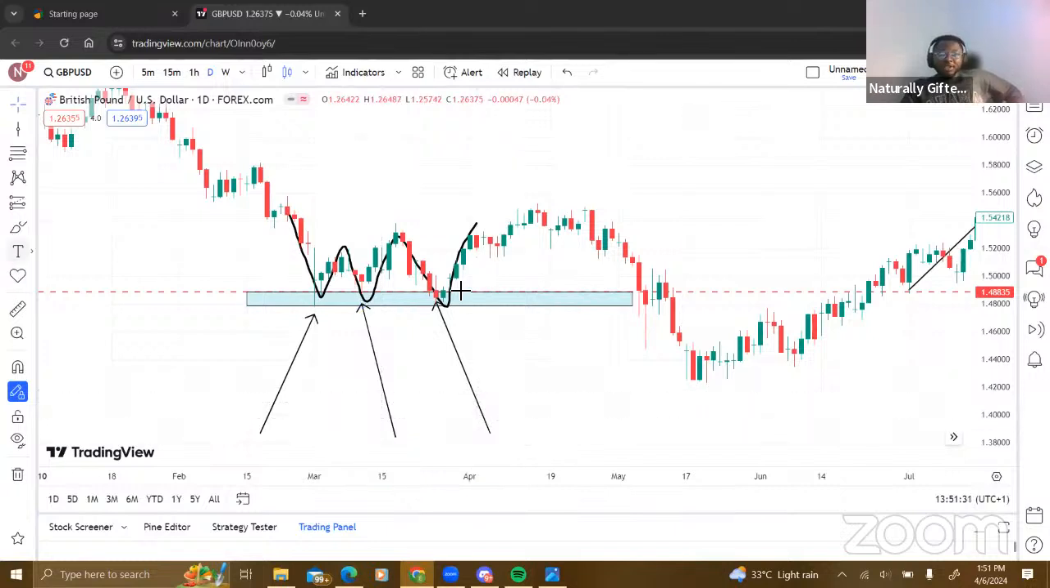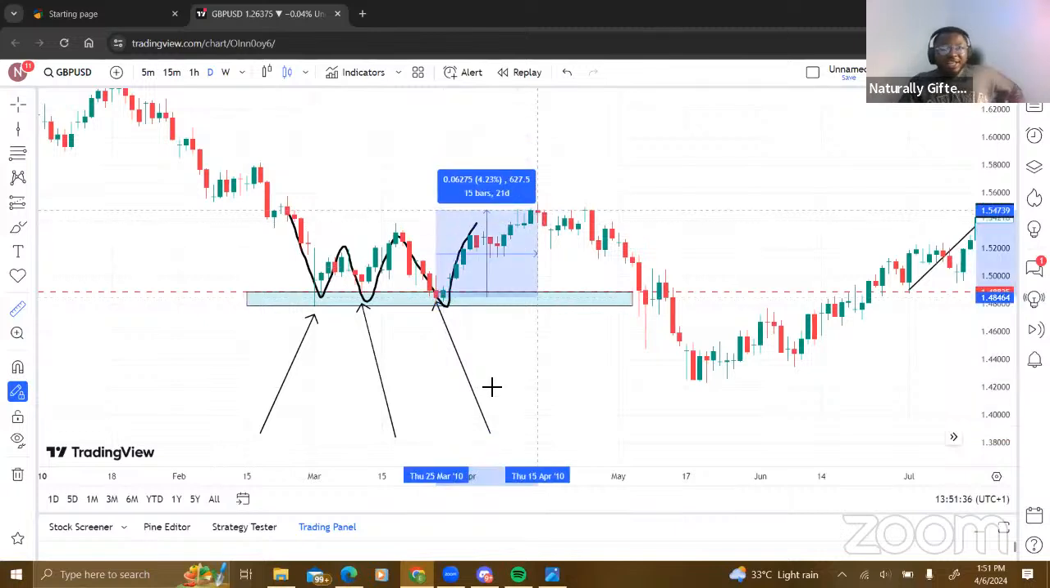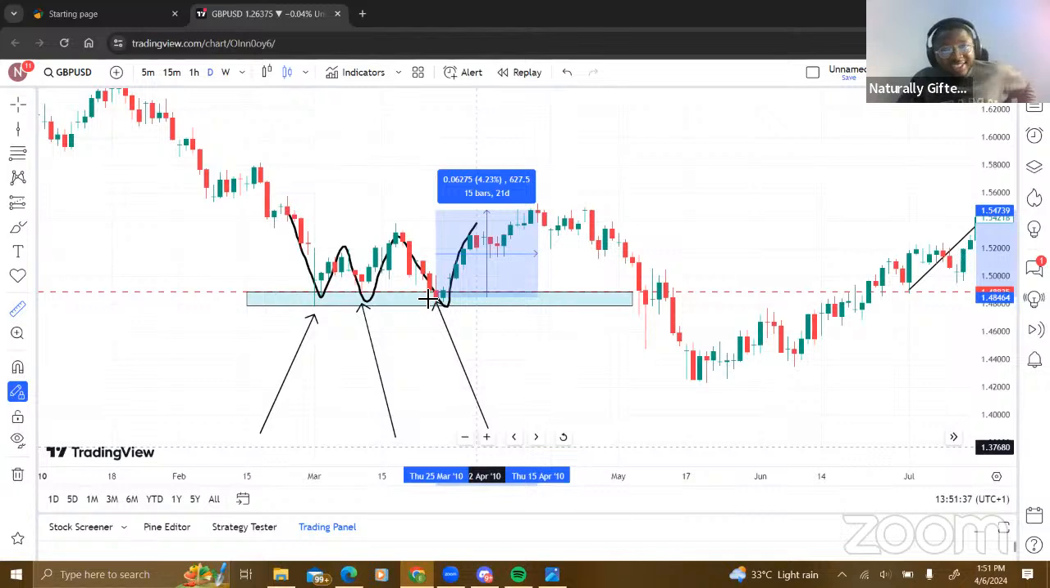Even the third move we made from this area all the way to this point is about 627 pips. You take this trade with an account, you would have made 62% of that capital.